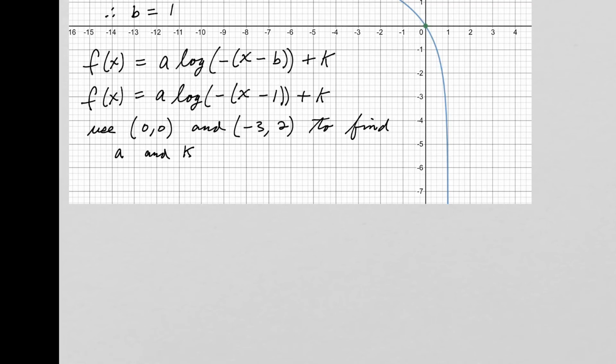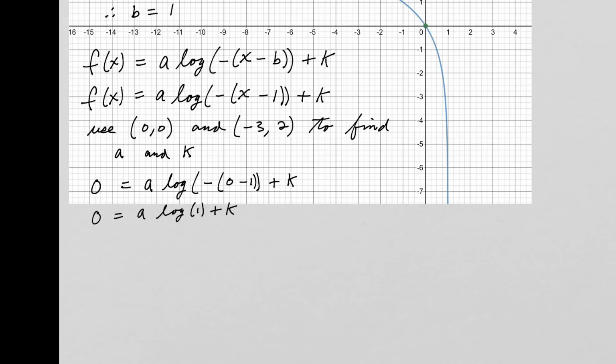So if I plug in 0, 0, that means I have 0 for my f of x or my y. That's got to equal a times log of negative 0 minus 1 plus k. But first of all, 0 minus 1 is negative 1, right? And a negative of negative 1 is a positive 1, so this is log of 1 plus k. But what's log of 1? That's always equal to 0, right?